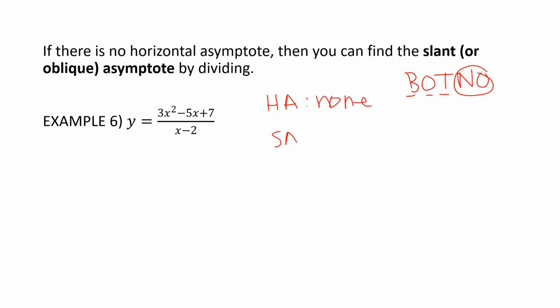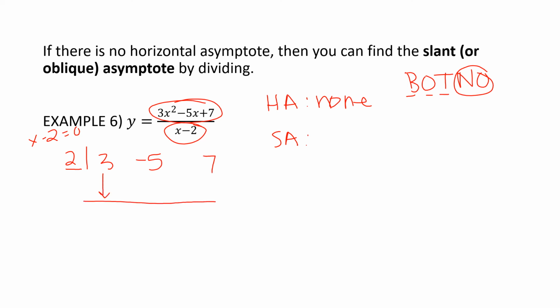Instead, you are going to have a slant asymptote, and to find the slant asymptote, all we're going to do is divide. In this case, I can use synthetic division, so I'm going to take that x minus 2. Remember, the 0 goes in the box, so if I set that equal to 0, that's going to be positive 2 in the box. And then I'm going to take my coefficients here, 3, negative 5, and 7. Remember, from synthetic division, we're going to skip a row and drop down that leading coefficient. From there, it's multiply, add, all the way across.